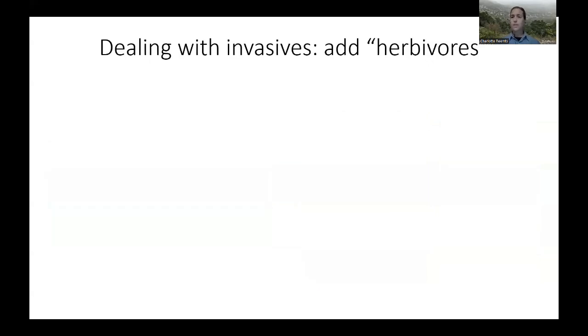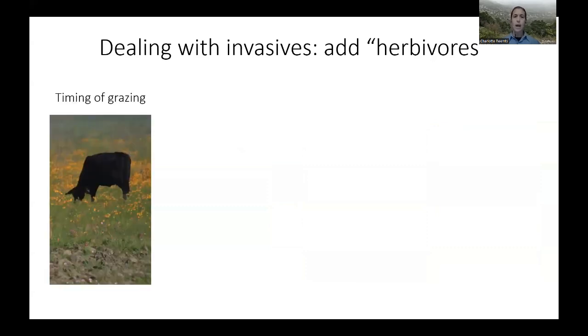We can also add herbivores, and that doesn't always mean literally herbivores. There are some herbivore substitutes. But you can think about, if you're working in a place where maybe you have some cattle or some goats, you can think about the timing of that. So if you're dealing with something like tall fescue that grows in the winter when most of our native grasses are dormant, you can put the cattle out mostly in the winter where they'll eat that tall fescue and then pull them off in the summer from the native grasses.